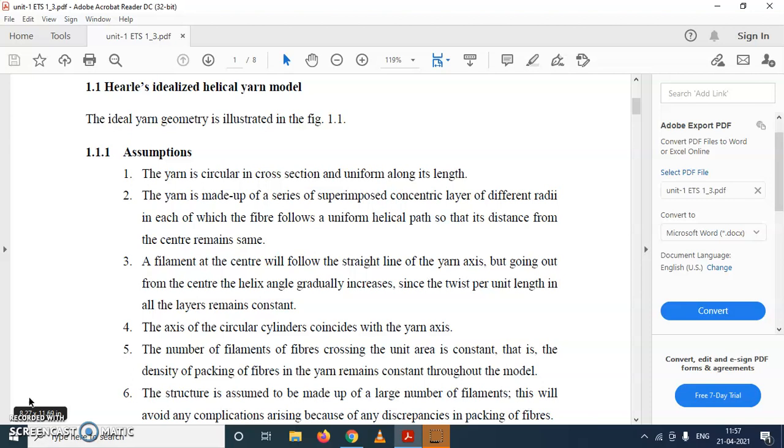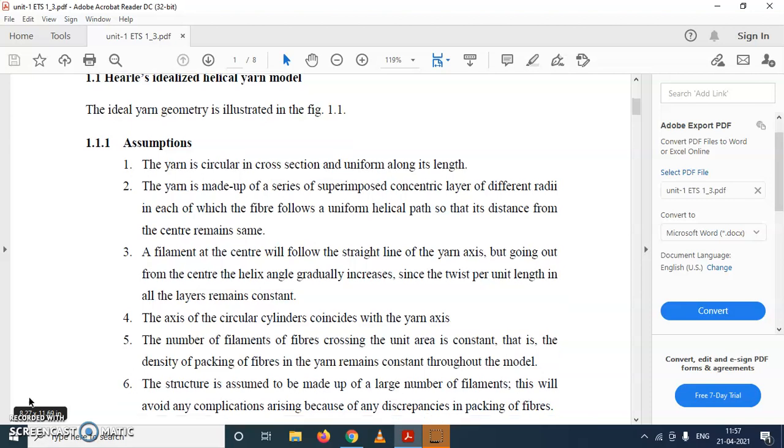So today we'll try to understand the idealized helical yarn structure given by Hull. We'll try to understand the idealized yarn structure of continuous filament yarn. First, we'll discuss the various assumptions we have taken in this model.